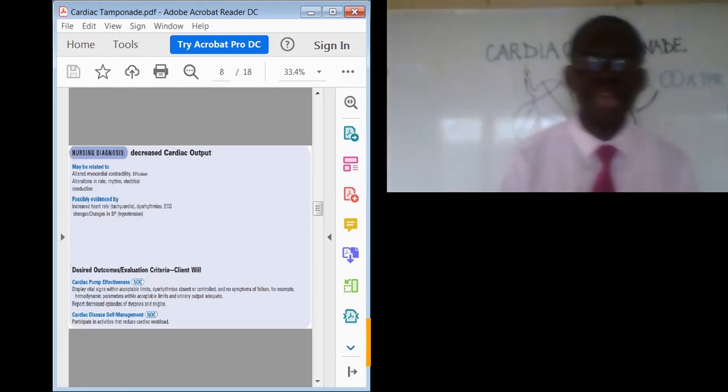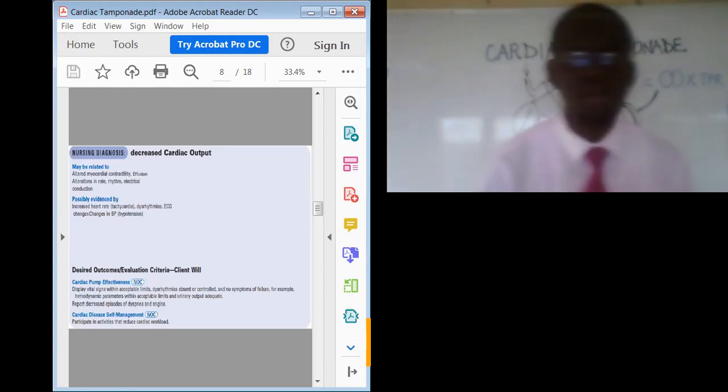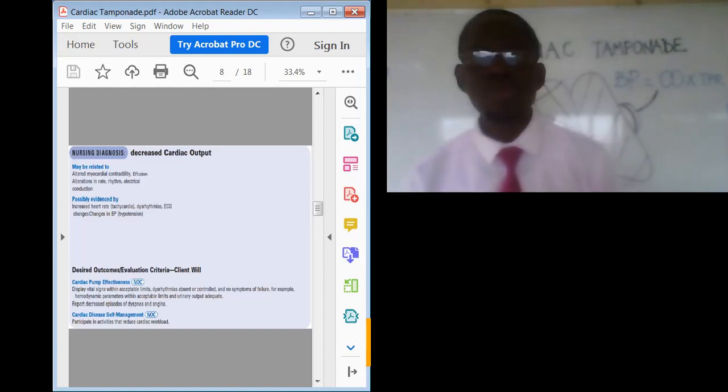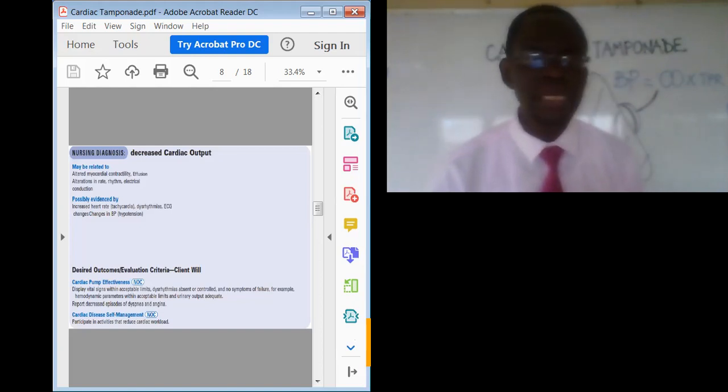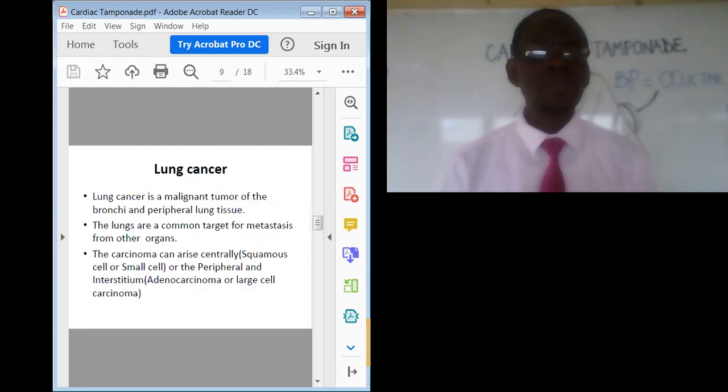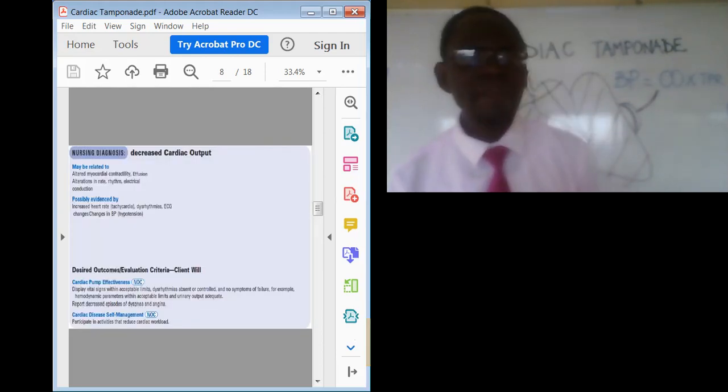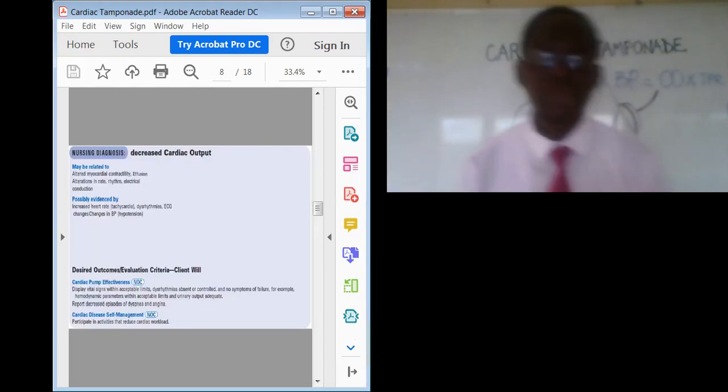Now, what are the nursing diagnoses? One of them is decreased cardiac output, which may be related to altered myocardial contractility. And then the other one might be pain.